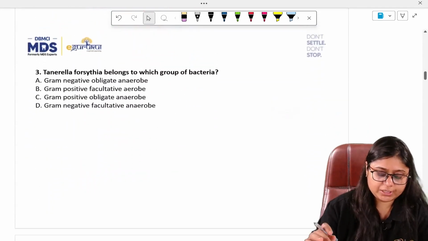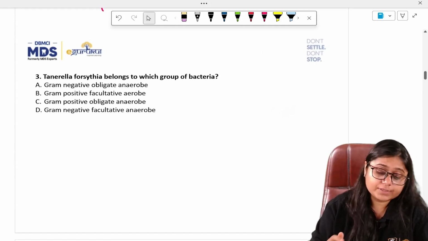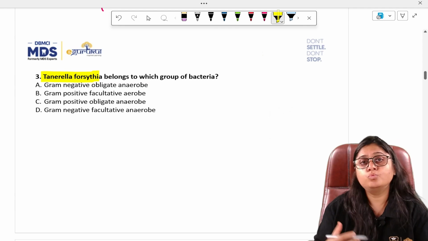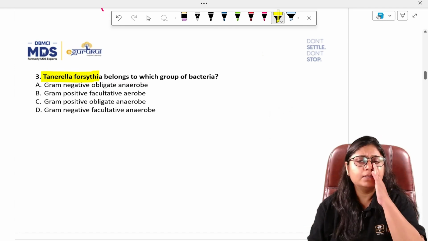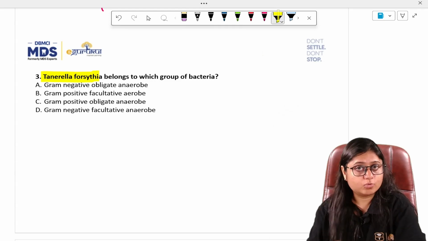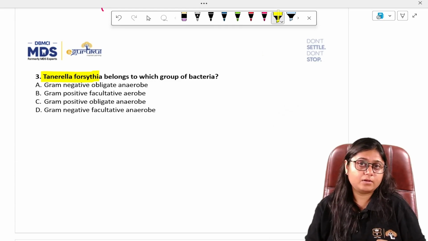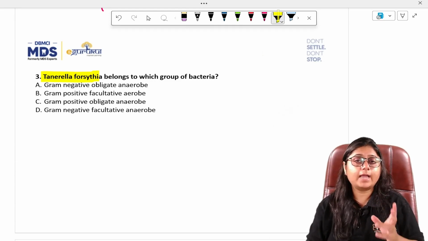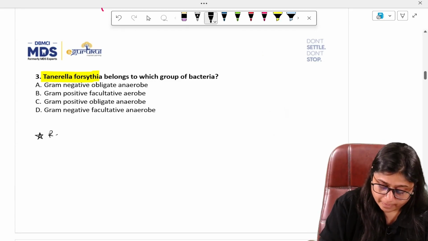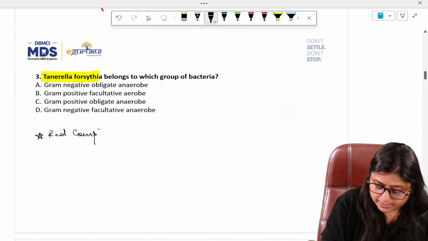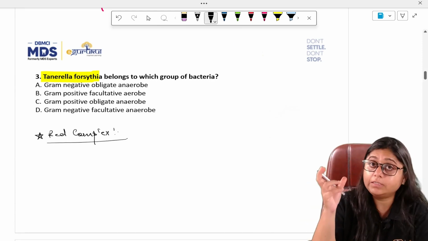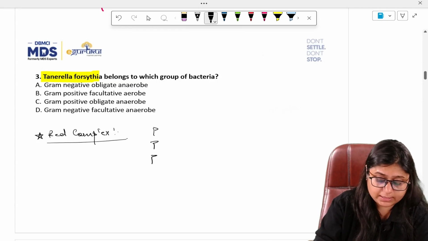Now, the next question is Tannerella forsythia. Tannerella forsythia belongs to which group of bacteria? For this, it's not necessary that you must know every bacterium they ask about, okay? But what you know about Tannerella forsythia is that it belongs to the red complex, right? Which are the bacteria which belong to the red complex? You have to remember the mnemonic which we discussed, which is PTT.